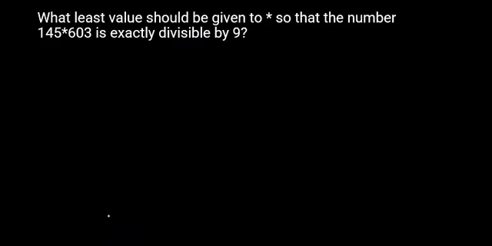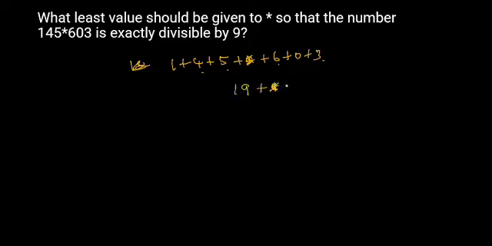What least value should be given to star so that the number is exactly divisible by 9? Now what is the divisibility rule for 9? When you add all these digits, the digital sum should be divisible by 9. So we will add 1 plus 4 plus 5 plus star plus 6 plus 0 plus 3. So 1 plus 4 is 5, 5 plus 5 is 10, 16, 19. Now you will get 19 plus star.